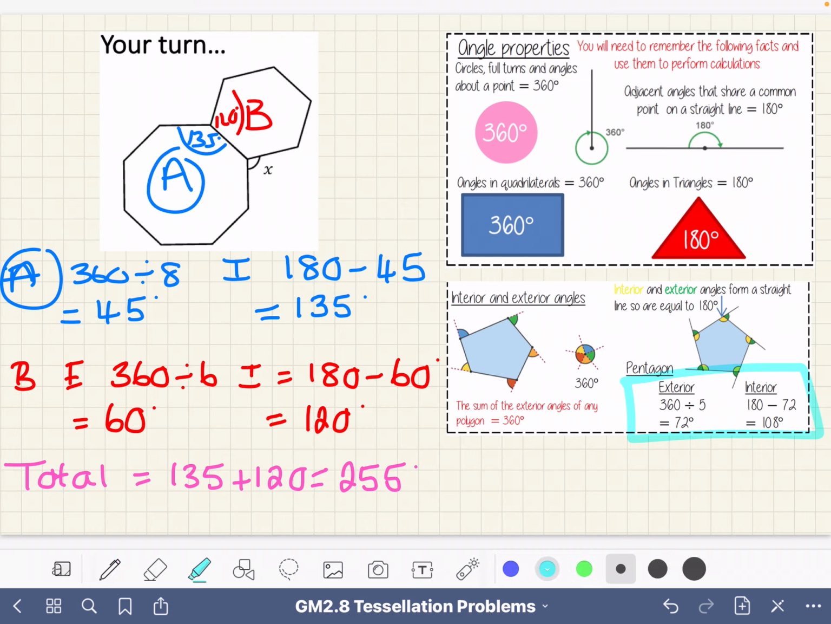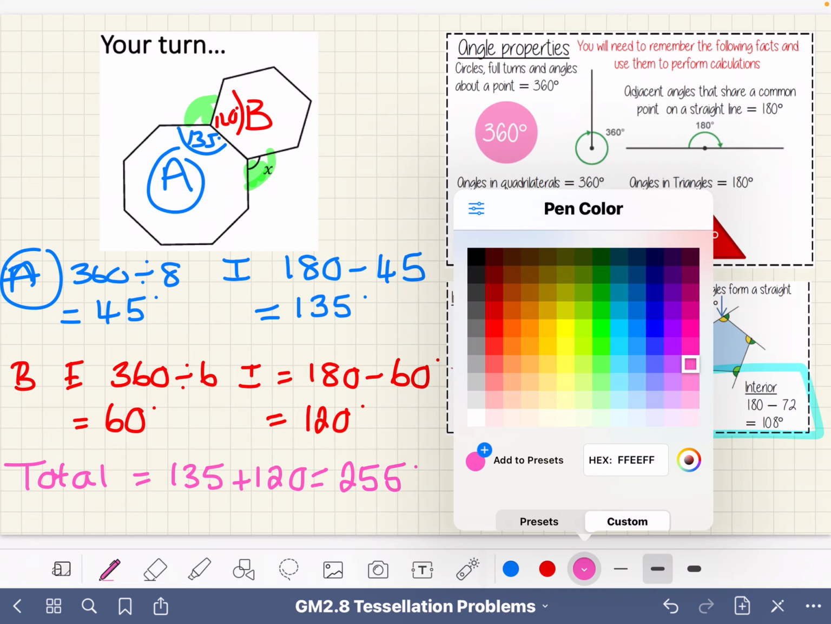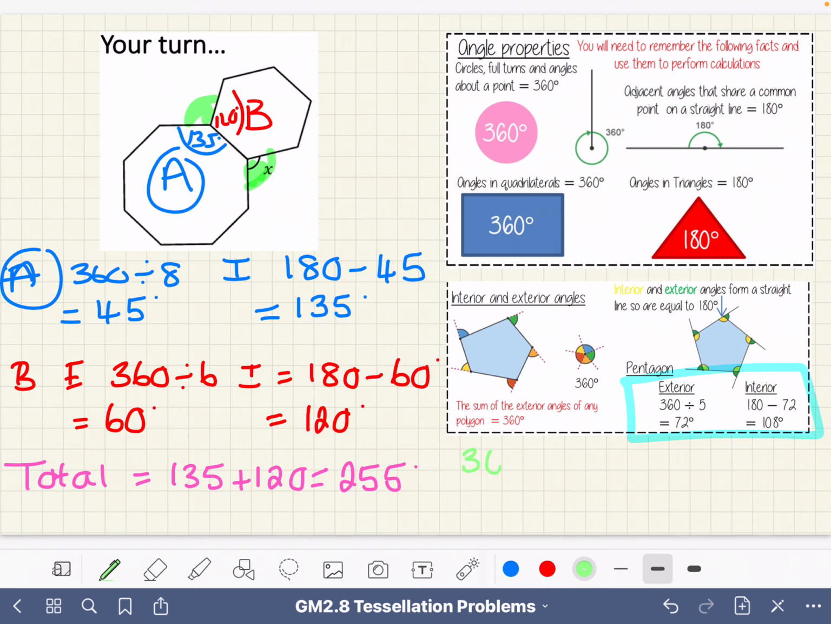The value on the outside is the same there as it would be there, which means to work out that value I would be taking the 360 degrees and taking away the 255 I just worked out, giving me 105 degrees altogether. Now, a four-sided shape gives you 90 degrees. A five-sided shape is 108 degrees. Therefore, there is no regular polygon that will fit in your shape to tessellate with this pattern.